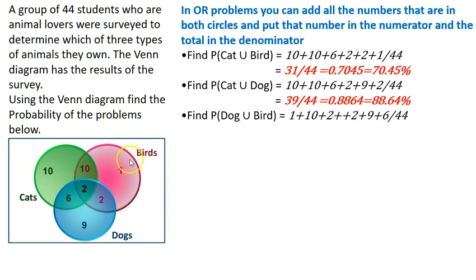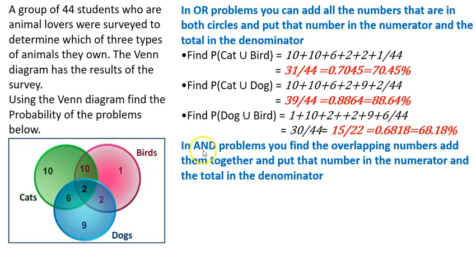Our last one was dogs or birds. So again, we're going to add everything in this blue circle and this pink circle. So we can go 1 plus 10 plus 2 plus 2 plus 9 plus 6, right? That's 44. I'm sorry, that was 30. And put that over our 44. Again, that reduces to be 15 over 22, or 68.18%.